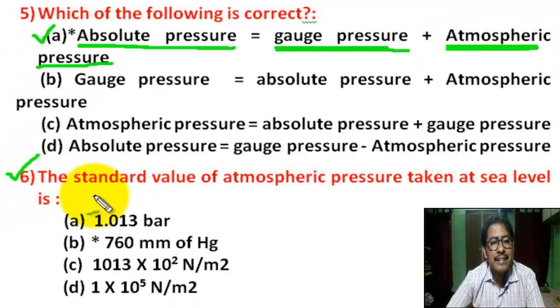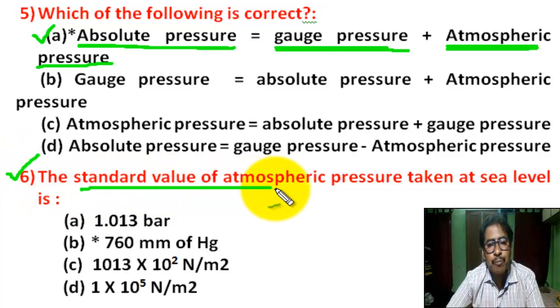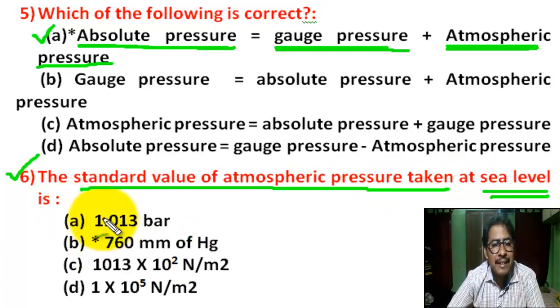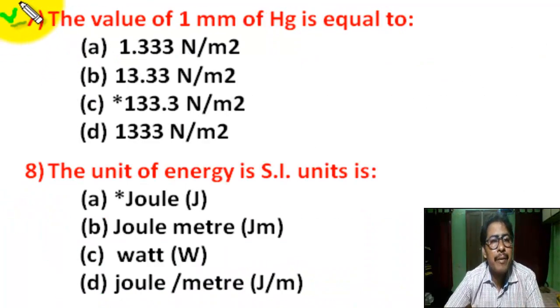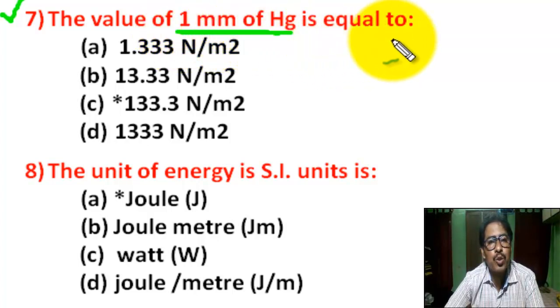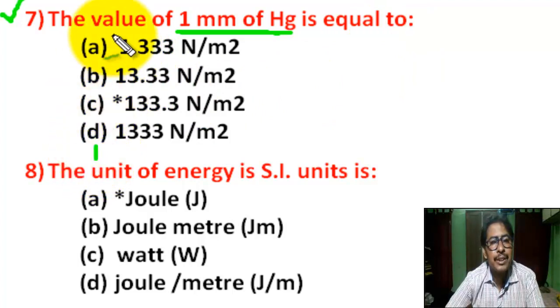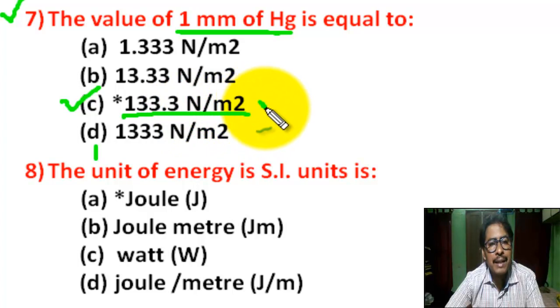Question number 6. The standard value of atmospheric pressure taken at sea level is. There are 4 options. Correct answer is B, 760 millimeter of Hg. Question number 7. The value of 1 millimeter of Hg is equal to, there are 4 options. Correct answer is C, 133.3 Newton per meter square.